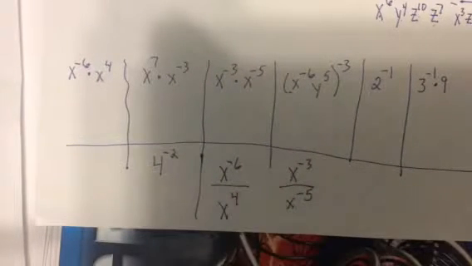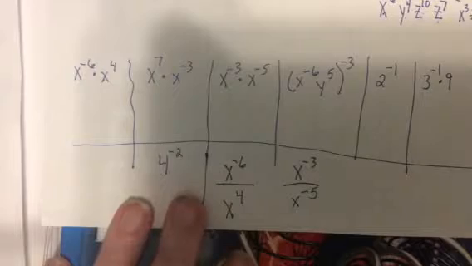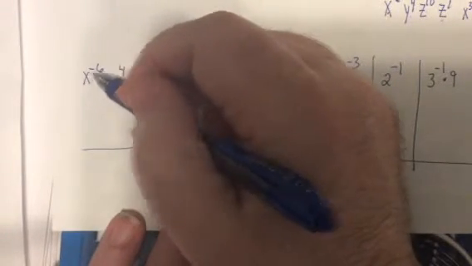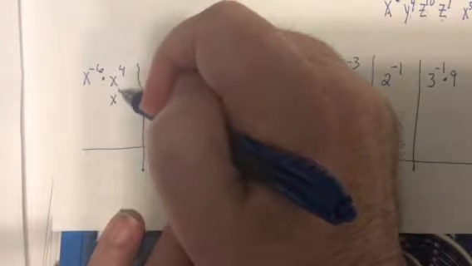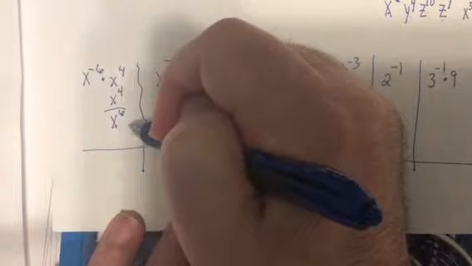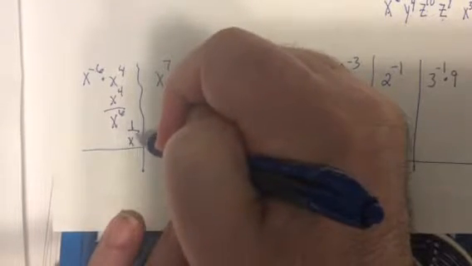Now, there's the practice problems. Turn the video off and go ahead and try them, and then I'll do them when you're done. Okay, let's do them. Negative power, I need to move this. So, x to the 4th over x to the 6th would be 1 over x squared.